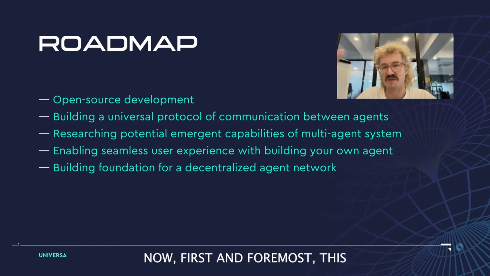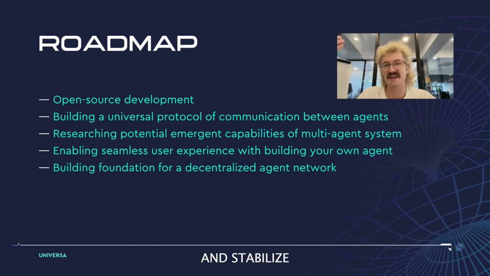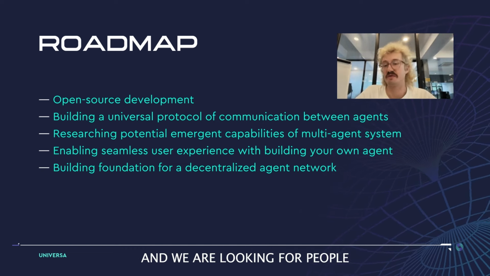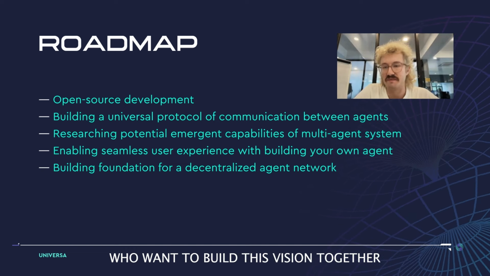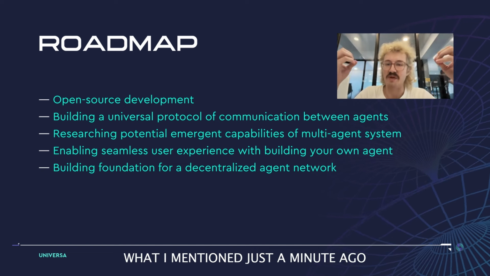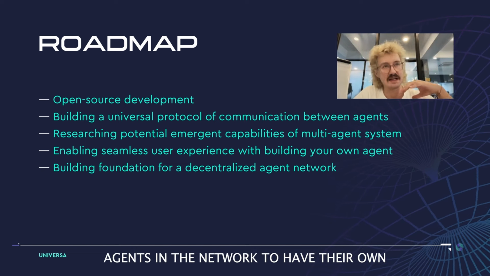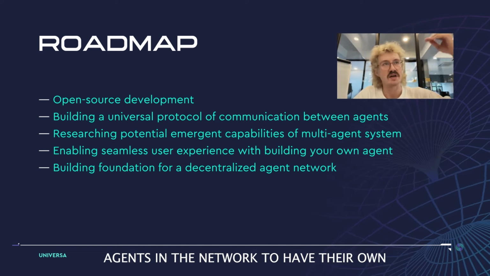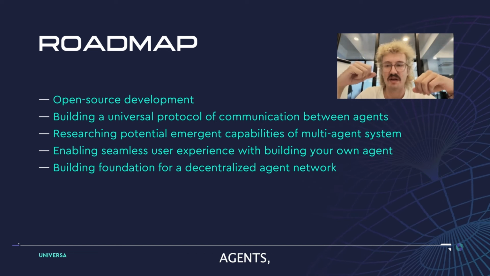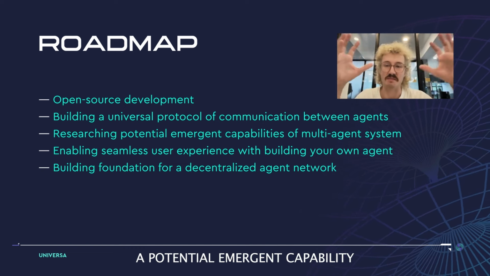Now, first and foremost, this whole project is open source. So whatever we build and stabilize in a version will be released so that people could enjoy it and contribute. I'm really looking for people who want to build this vision together. The idea of the universal protocol of communication is exactly what I mentioned just a minute ago. If we're able to figure out a way for agents in the network to have their own agenda and be able to communicate their needs with other agents, this might put us on a path to research something that we call a potential emergent capability.